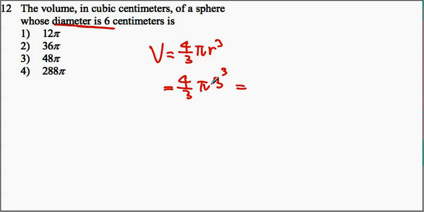Now here 3 cubed divided by 3 becomes 3 squared. So we have 4 pi times 9, which will be equal to 36 pi.